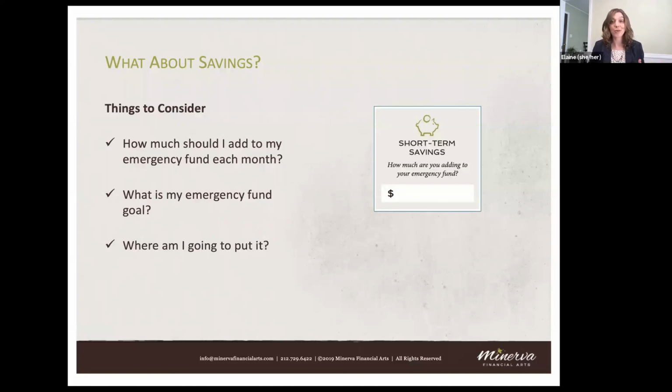And that's the answer to the question, where am I going to put it? Very often, people have lots of questions about investments, which I love. That is a great conversation to have. But it's important that you have some money that is not invested, that is just sitting waiting for you in case you need it. We've seen all too many examples in 2020 about how important this is.